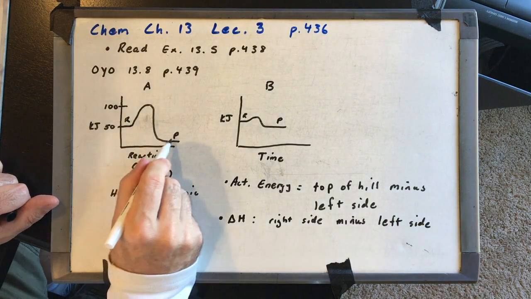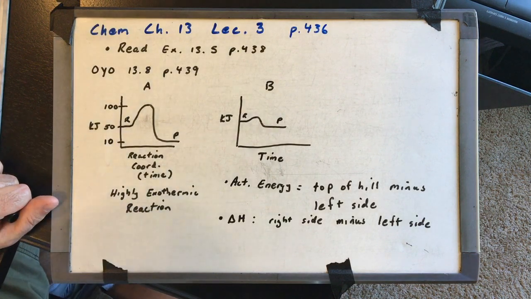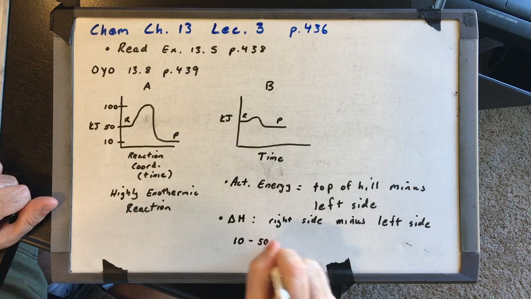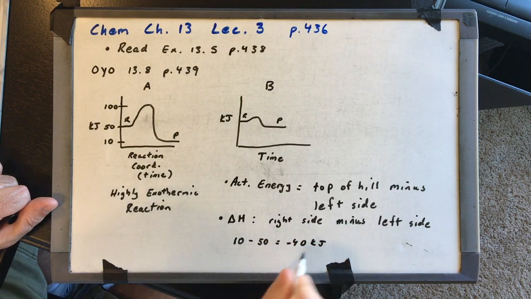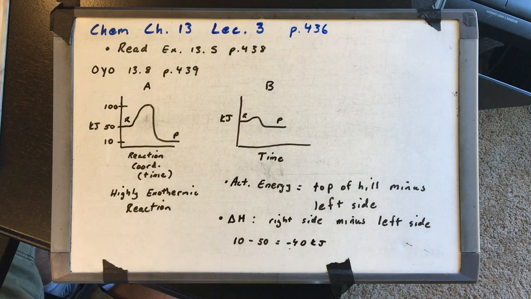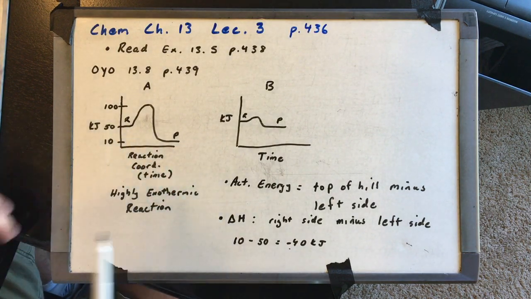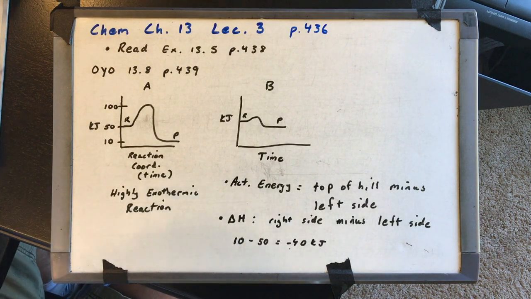Okay, so let's say the right side on A, the energy was 10. So in that case, delta H would be 10 minus 50, which is negative 40. The fact that it's negative tells you it's an exothermic reaction. If products were higher than reactants, you'd have a positive delta H, which would make it an endothermic reaction.